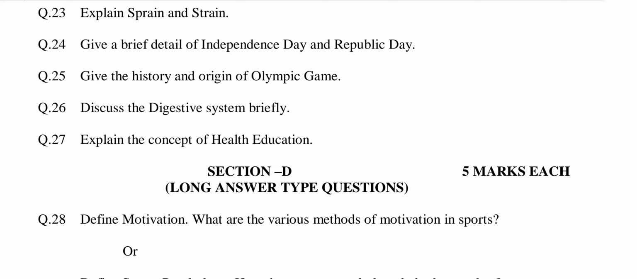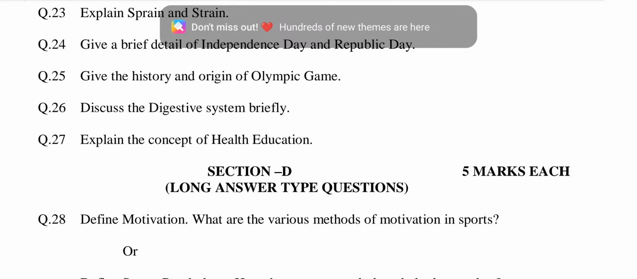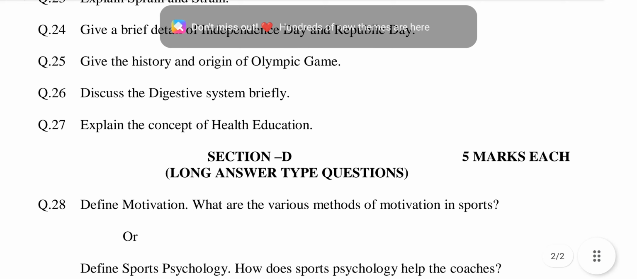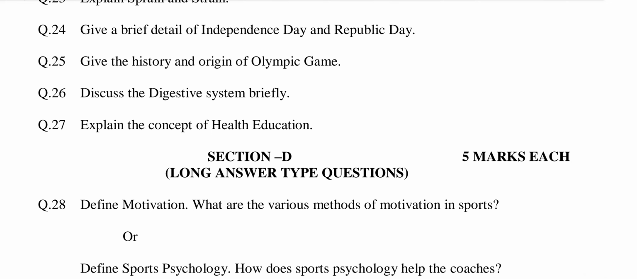The answer may be, first of all, sprain. Sprain is an injury of the ligaments. Then its types. There are three types of sprains. Number 1, mild sprain. 2, moderate sprain. 3, severe sprain. Then strain. Strain is an injury of muscles, generally known as muscle pull. There are three types of strain: mild strain, moderate strain, severe strain.